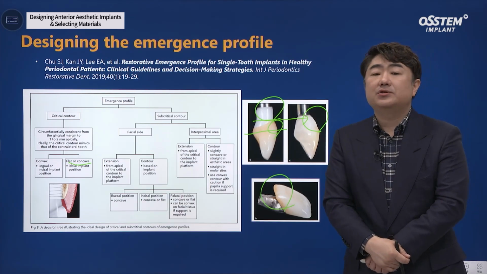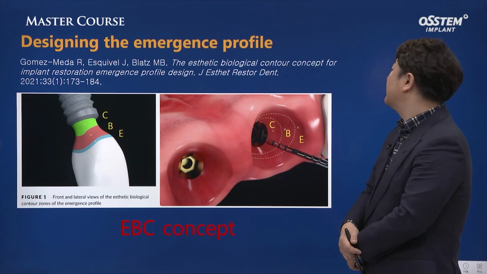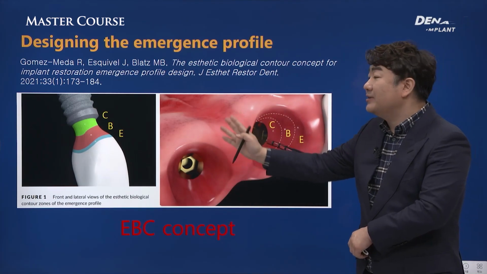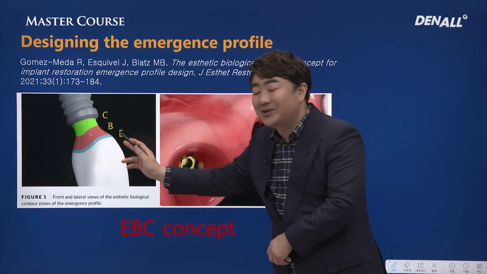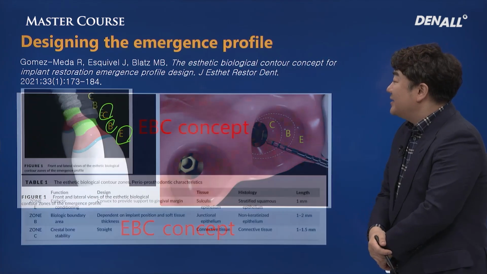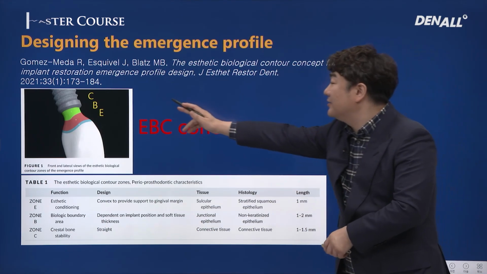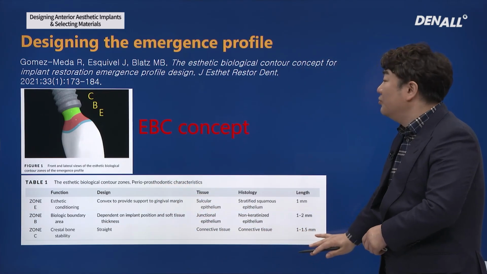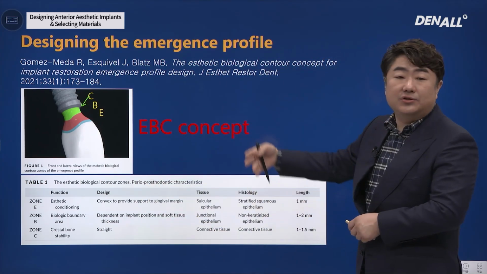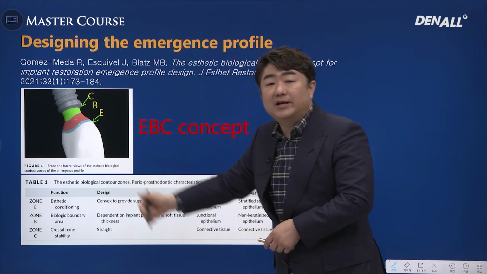This literature is a bit more detailed. It's from 2021. The previous study divided emergence profile into 2 spheres, but here it is divided into 3 spheres. This is the EBC concept: aesthetic, biologic, and crestal. The design guideline is that in the C area, it is about 1 to 1.5 millimeters. It should be straight, and in the case of B, which is around the CEJ, it is about 1.5 to 2 millimeters. So it should be more convex.